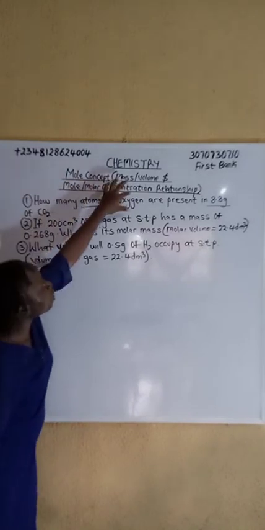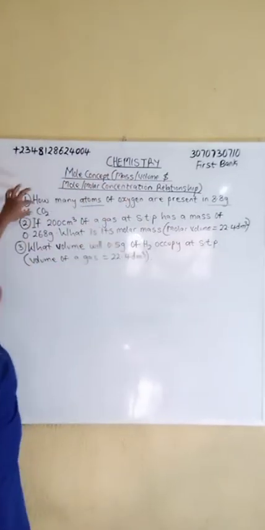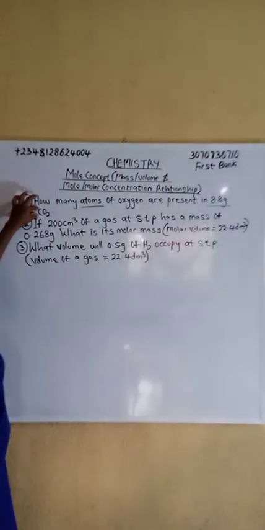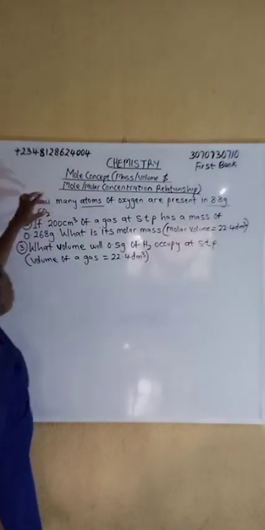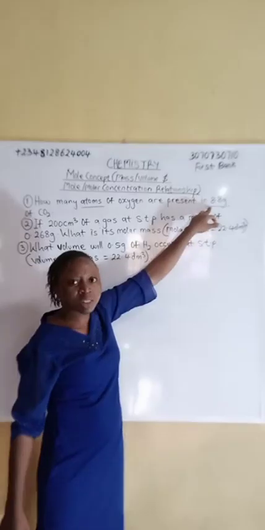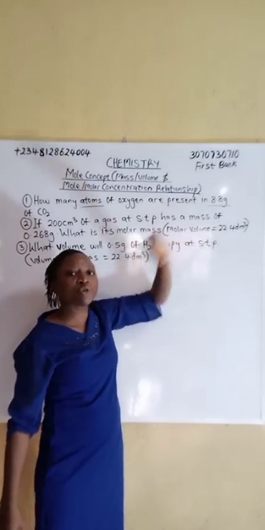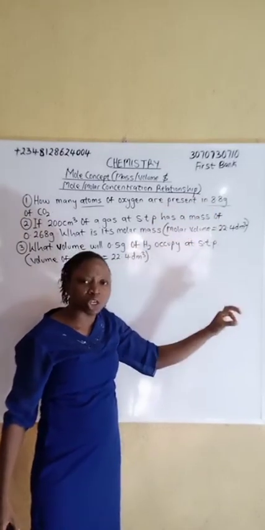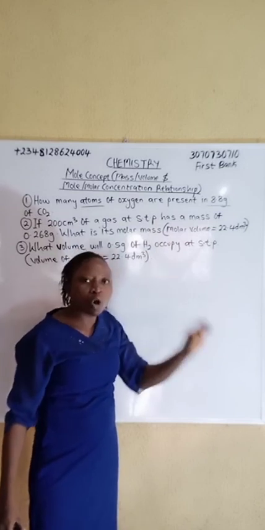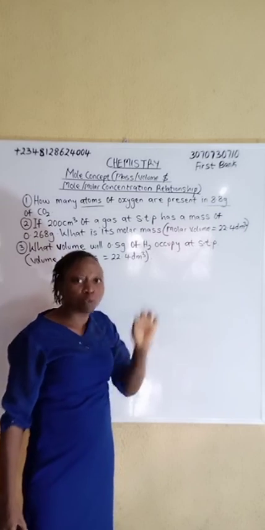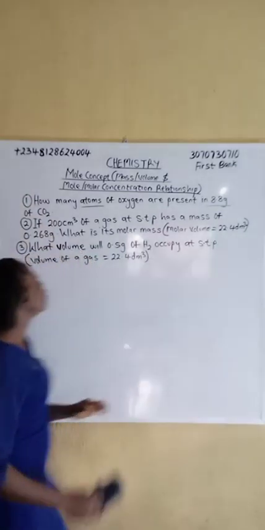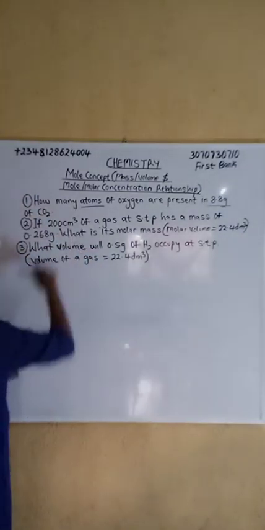How many atoms of oxygen are present in carbon 4 oxide? Now, this question is talking about atom and mass, atom mass relationship. So when you have a question on atom mass relationship, you use what? Mole mass relationship, or you use mole molar mass relationship. Now, let's come back to the question.